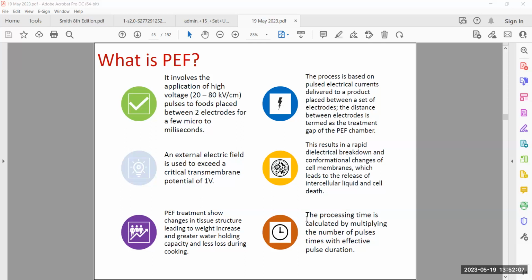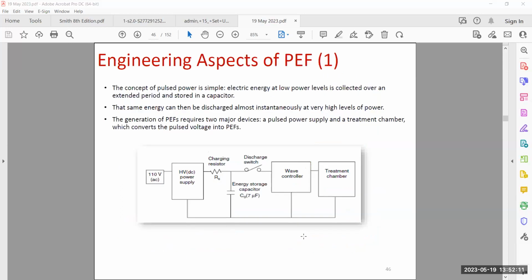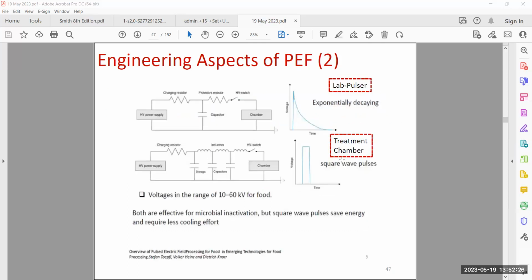The processing time is calculated by multiplying the number of pulses times the effective pulse duration. So it looks something like this. Basically, you would have a HVDC, high voltage direct current, and you would have the energy storage capacitor, the wave controller, and the treatment chamber.